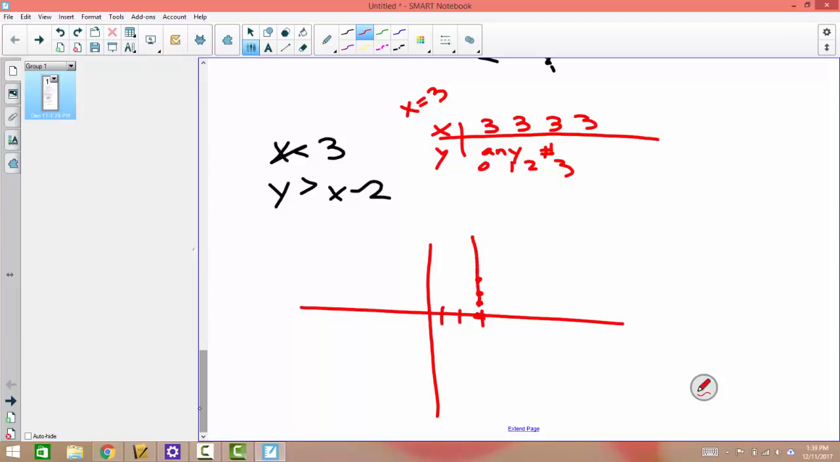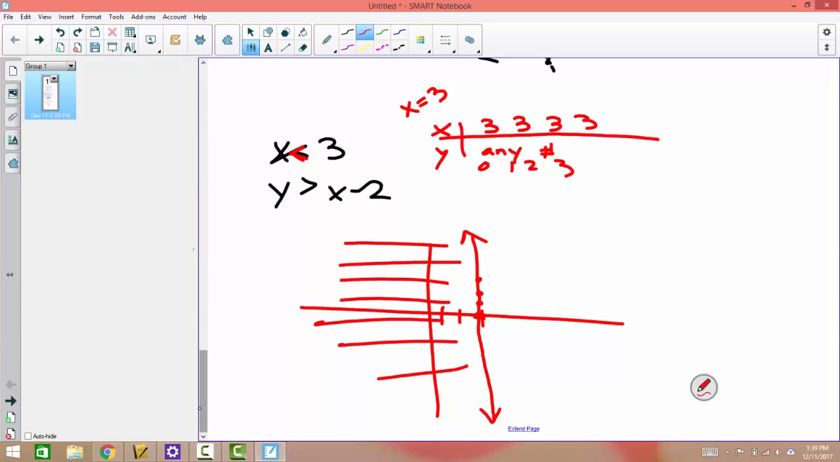This is that vertical line. This has no slope, but it is a line. And then this reads as less than, so you are shading to the smaller less than numbers. Second equation, you are thinking about y equals x minus 2.